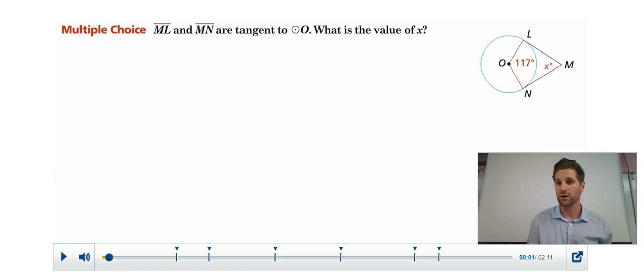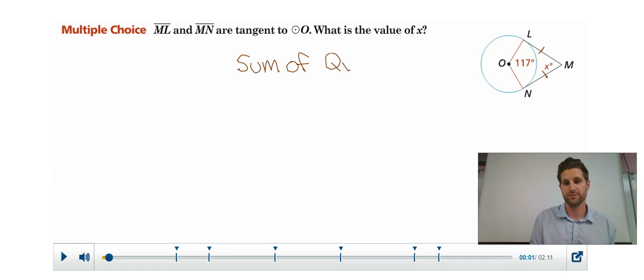Okay, so a couple things we know. We do know that these two segments are going to be congruent based upon one of our theorems. But what is the value of x? Okay, well, if you see, we actually create ONML, a quadrilateral. And we know the sum of a quadrilateral, we'll just say, a quadrilateral.